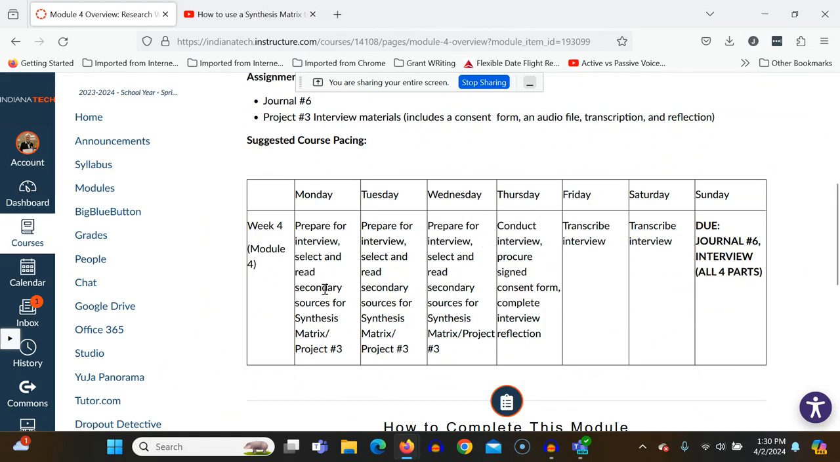You can see that today is actually Tuesday, but Monday you should have already prepared by doing some of the reading, which we will be going over. Reminding you about that synthesis matrix, which we talked about, and we'll talk about that again. The preparation for the interview is going to be the biggest thing that you have this week, right? And preparing, like, how do I do this?